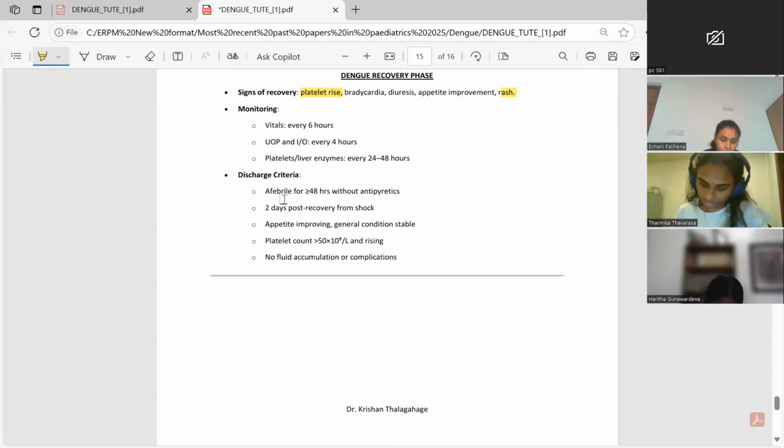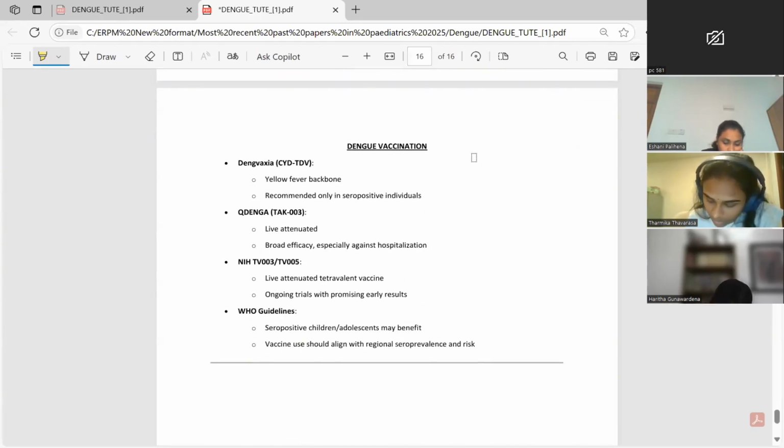When do you think of discharging? Platelet count should be more than 50,000. That is the cutoff. The child should be fever free for at least 48 hours. Appetite is improving, and fluid related complications, ascites and effusions, are not there. Then you think of discharging the child. Was that understood?